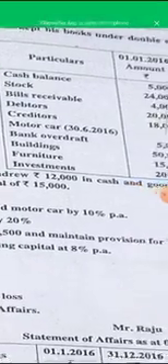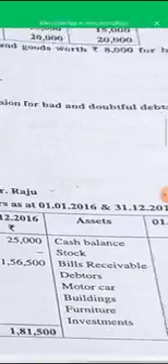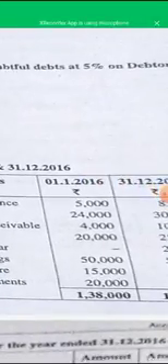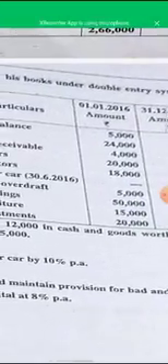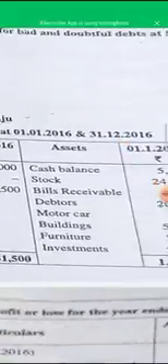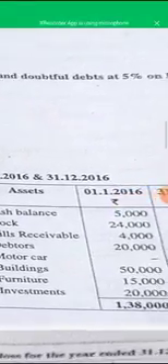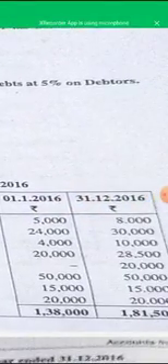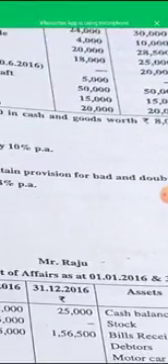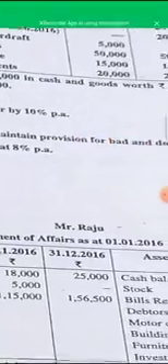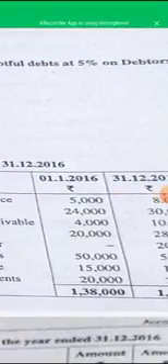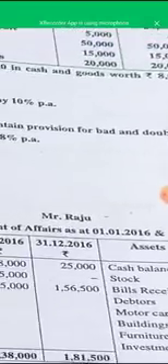They have given you the cash balance. Come to the statement of affairs asset side. Write cash balance 5,000 and 8,000. Next, they have given you the stock 24,000. Asset side, write 24,000 and 30,000. Next, they have given you the bills receivable 4,000 and 10,000. Come to the next. They have given you the debtors. Come to the asset side, write debtors 20,000 and 28,500.